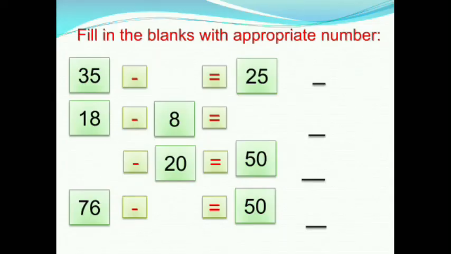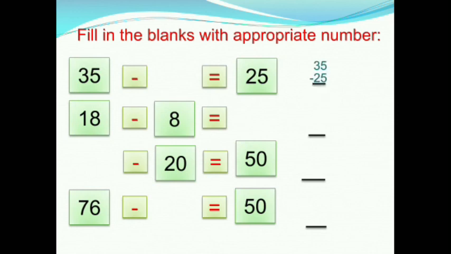Children, now we will fill in the blanks with appropriate number. Children, in this question we have 35 minus blank is equals to 25. Here, what is the answer? Yes, 25 is the answer. Here the question is 35 and answer is 25. To get the answer, we should subtract 25 from 35.